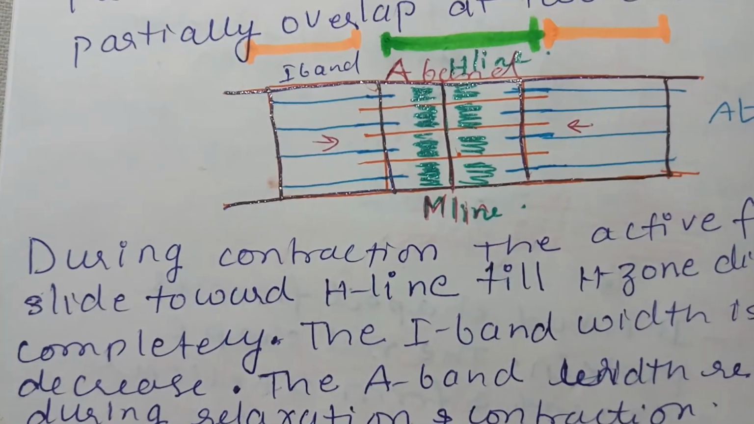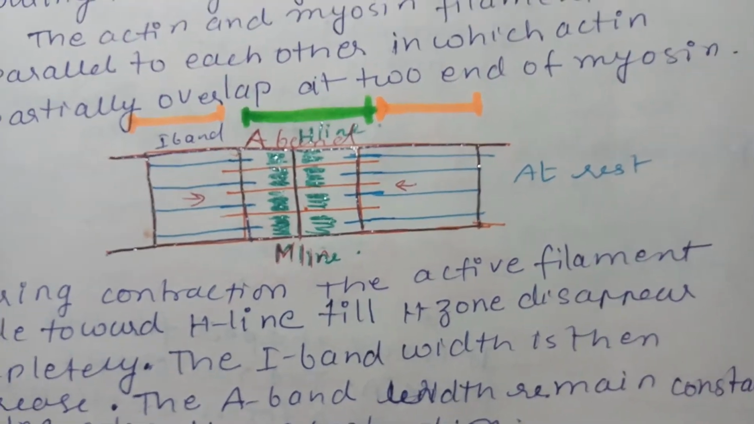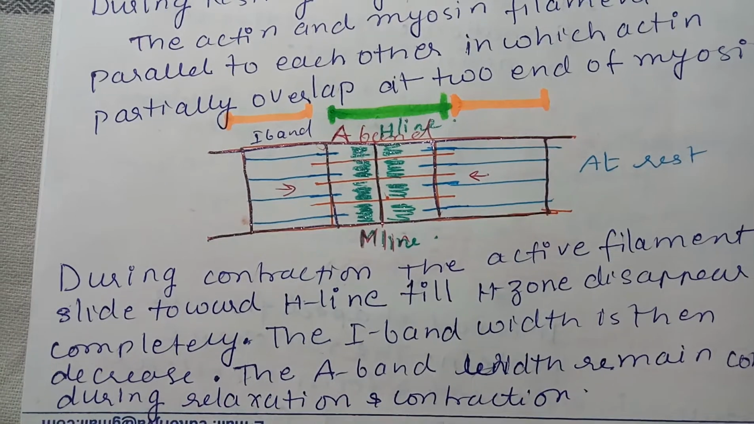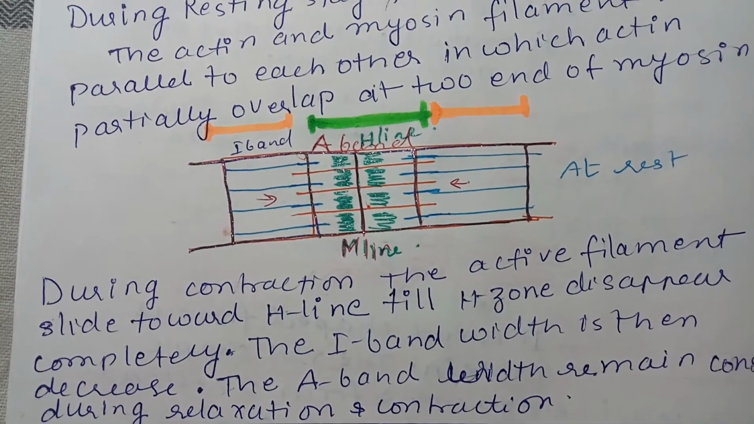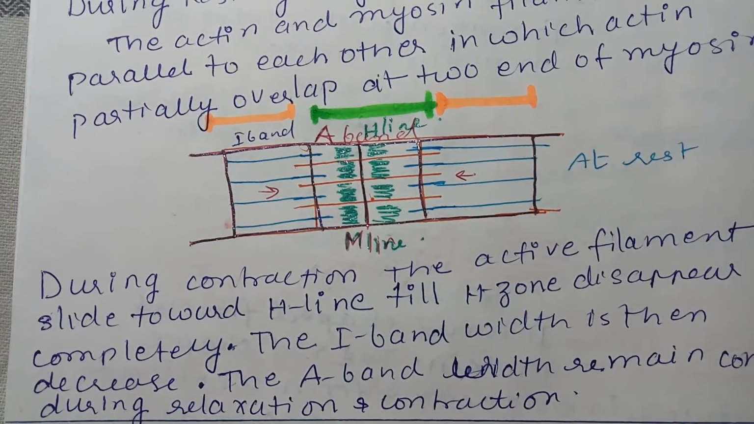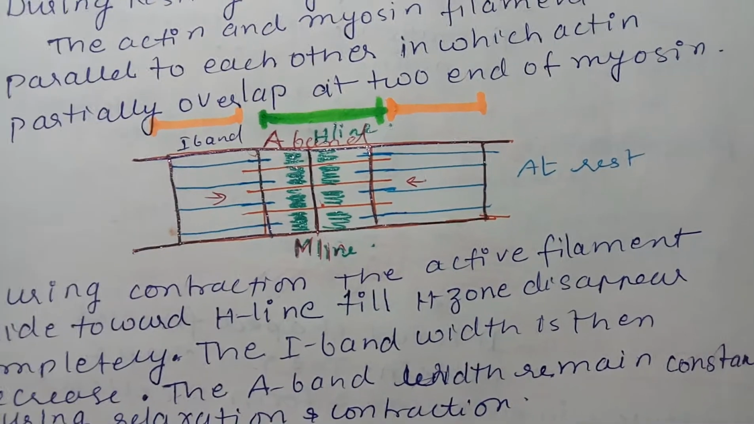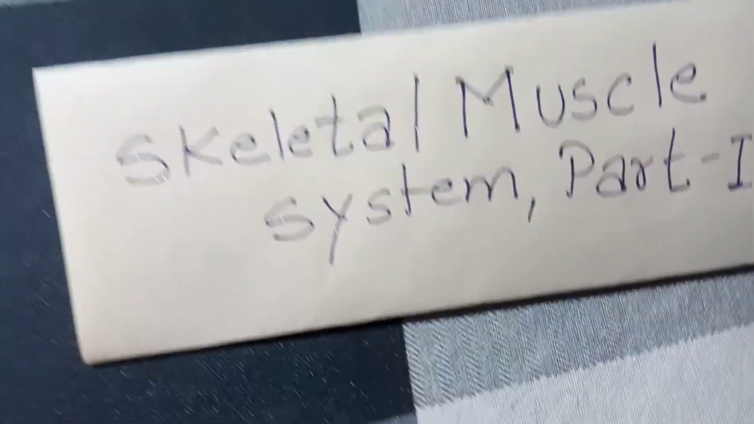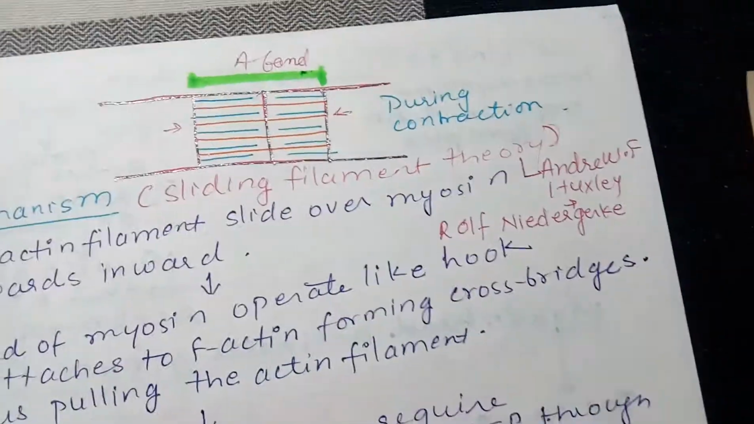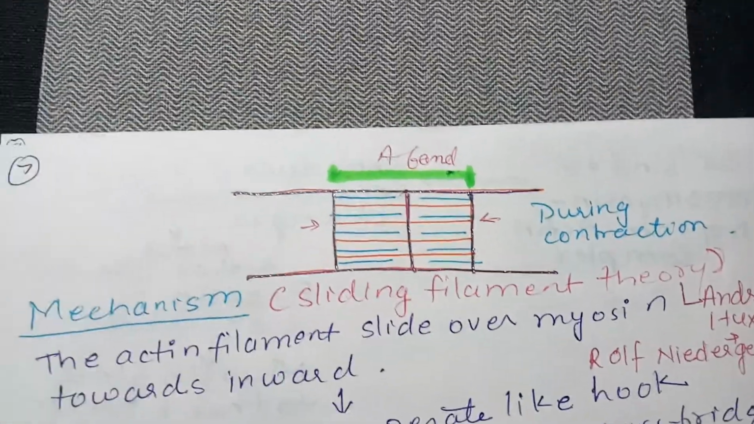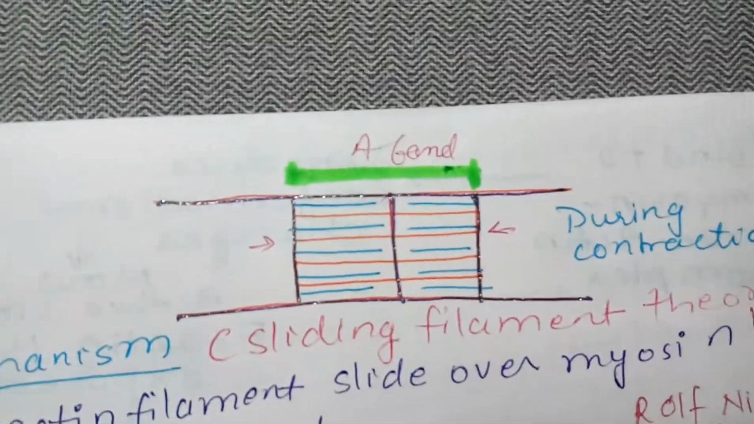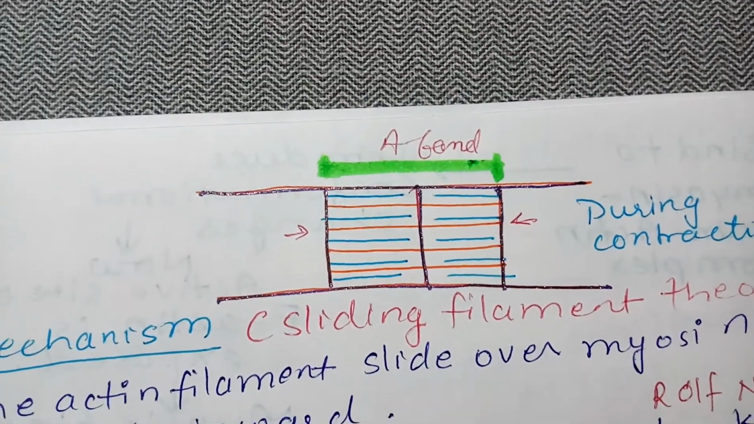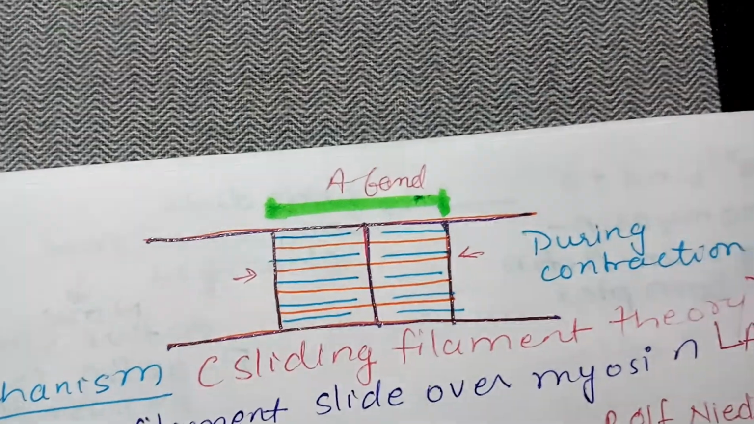Then during contraction, the actin filaments slide toward the H line till the H zone disappears completely. The I band width decreases. The A band width remains constant during relaxation and contraction both. Now over here, you can see the I band disappears. Why? Because the filaments slide toward the dark band, and this is the sliding mechanism that has occurred.